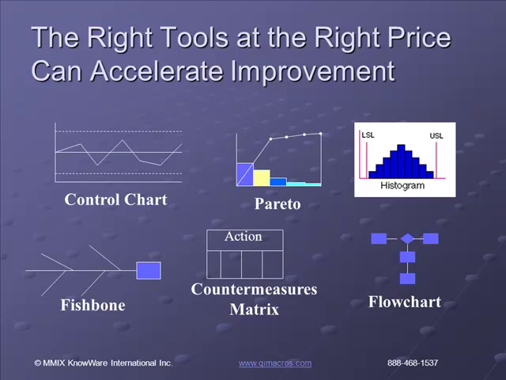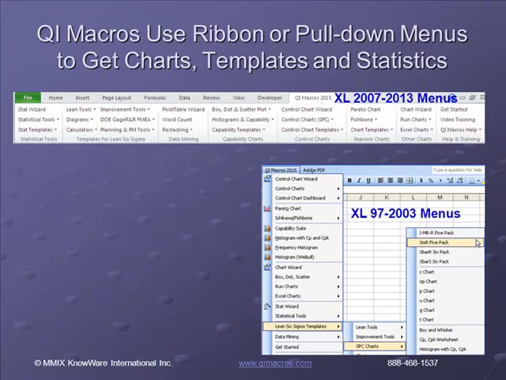So now you can get control charts, Pareto charts, histograms, fishbones, lots of different kinds of forms, diagrams like flowcharts, value stream maps, and so on, right in Microsoft Excel, and very affordably as well. The QI Macros use a ribbon or a pull-down menu to get to the charts, the templates, and the statistics. And it looks like a ribbon in Excel 2007 to 2013, and in Excel 97 to 2003, and the Macintosh, it's a pull-down menu.